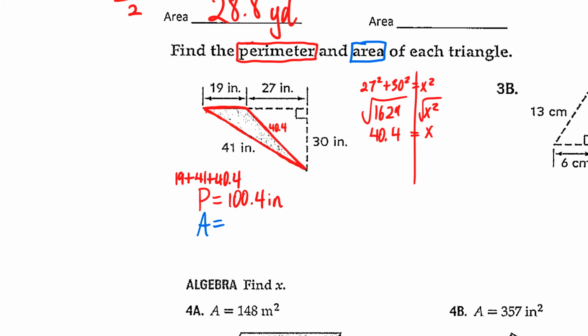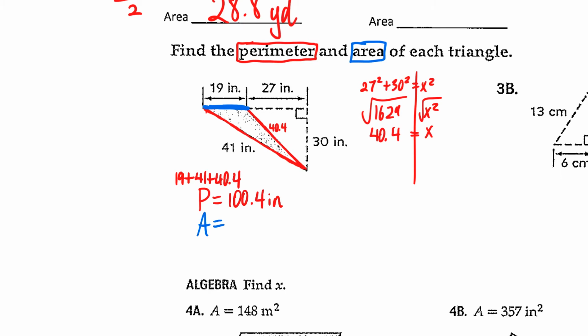What's the base of that triangle? 47? Okay, the reason I wouldn't use 41 as the base is I don't know what this dimension is right here. If I knew that, then I would go with 41, but I don't know what that one is. So you do 19? Okay, good.